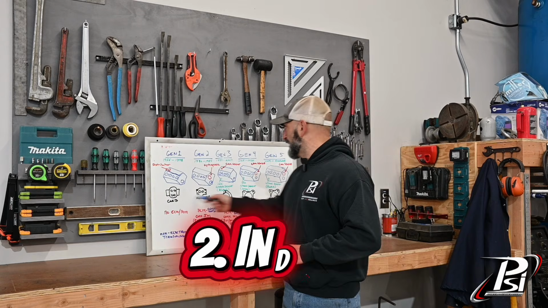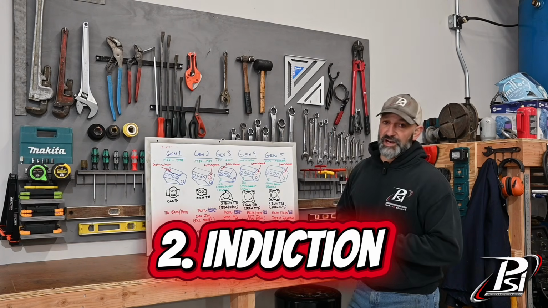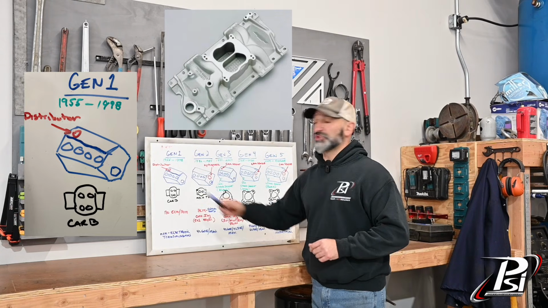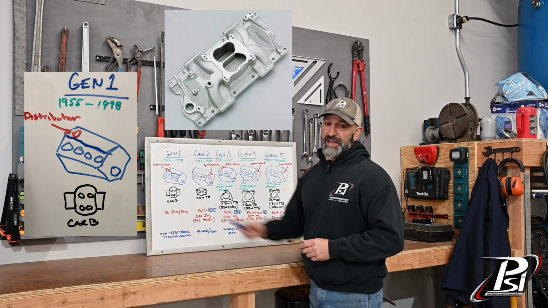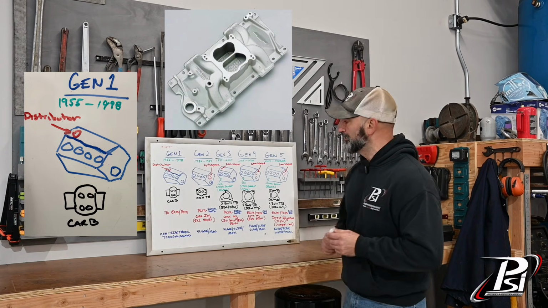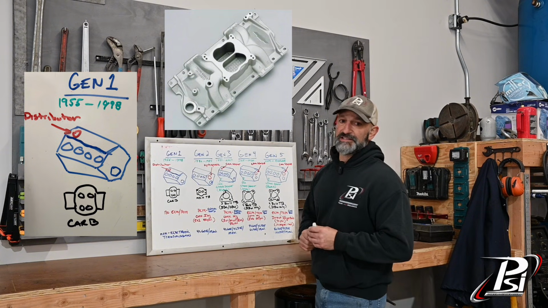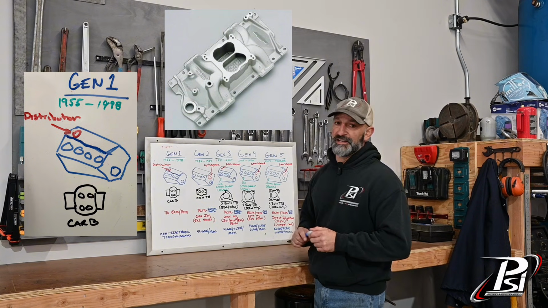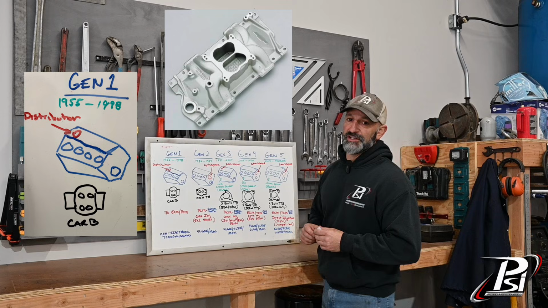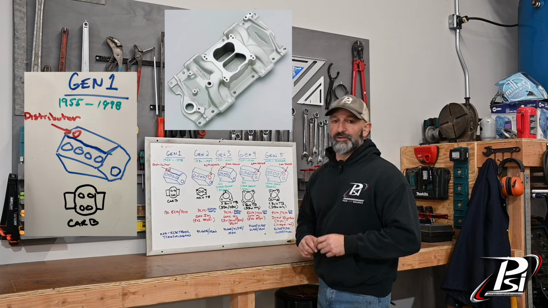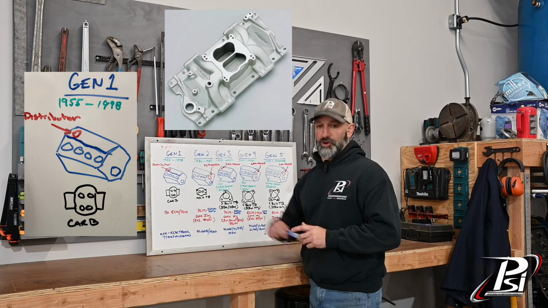The next thing we go to when it comes to these 5 generations is induction. So obviously Gen 1, we had carburetors. Yes, there was mechanical fuel injection on certain Corvettes in the 60s, and then when we got into the 80s and the 90s, we had throttle body injection, we had TPI, but generally speaking, we had a carburetor.